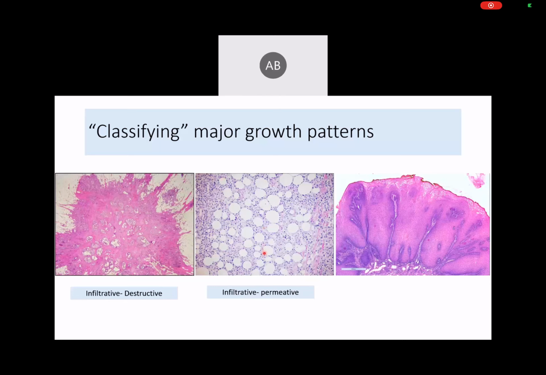Now, this is what is happening. You see these things going through, leaving the fat cells, in this case, intact. It could be fat cells, it could be skeletal muscle cells, it could be anything. But there is a permeative way of infiltration, leaving normal structures intact, which is not there in this kind of infiltration, which you see on the left-hand side. Okay? And there is no infiltration on this side.